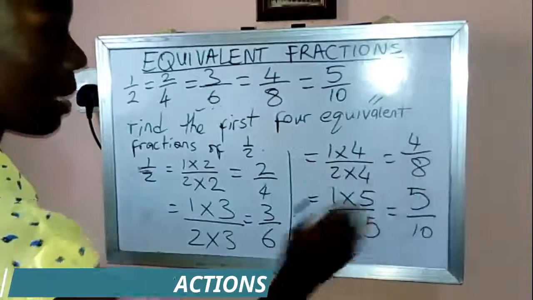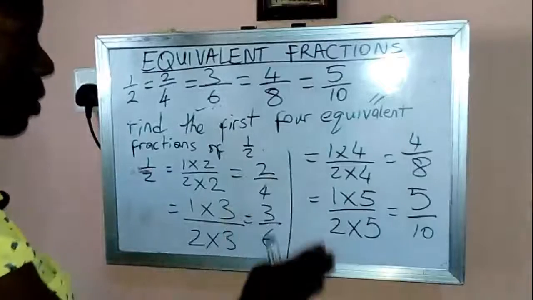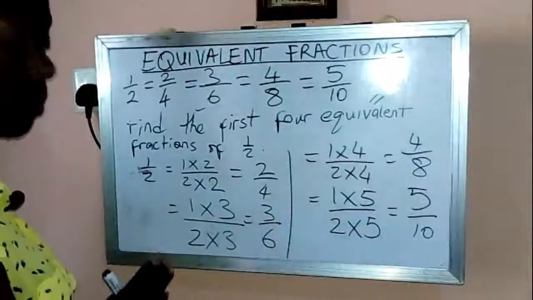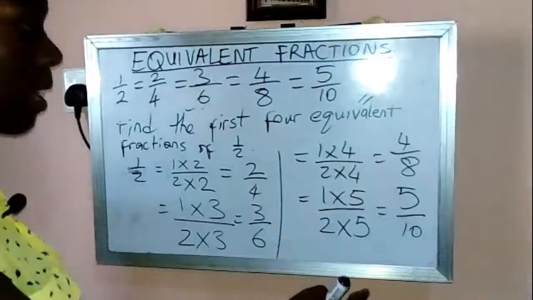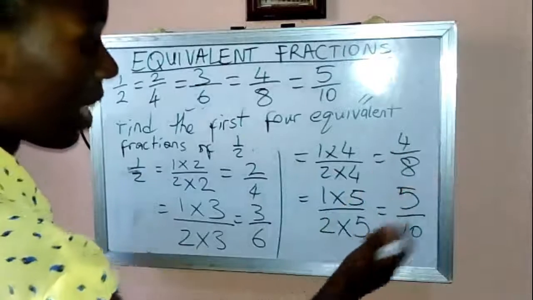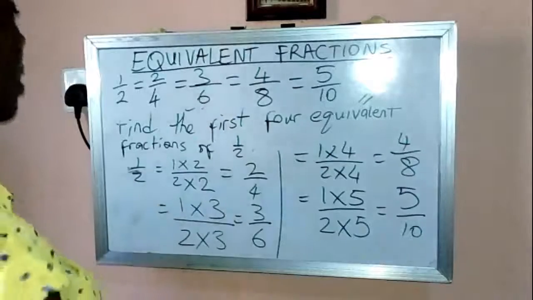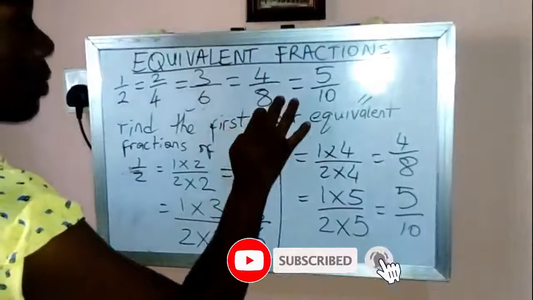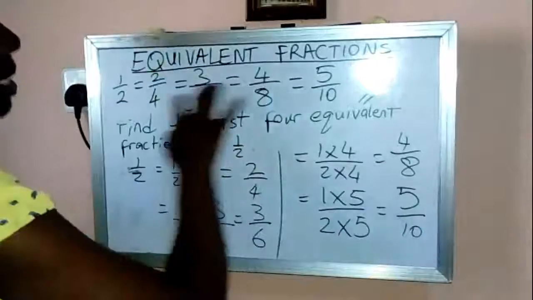2 times 4, 8. If you notice, my 1/2 is consistent in all my solvings. 1/2, 1/2, 1/2, 1/2. I didn't change them. The only things I changed were the numbers I was multiplying them by. Okay, so for this one, I have 1 times 4 all over 2 times 4 gives me 4/8. I did the same with this using 5, and I got 5/10. So my answer is 1/2 equals 2/4 equals 3/6 equals 4/8 equals 5/10. This is how we write equivalent fractions because they are all equal.